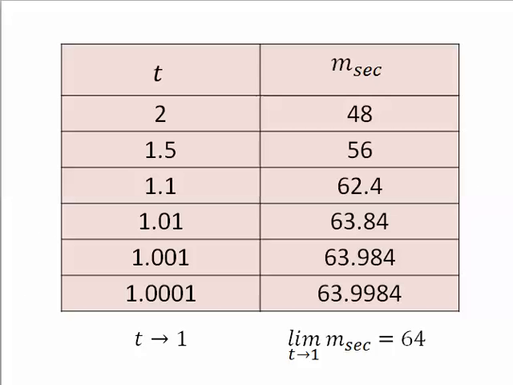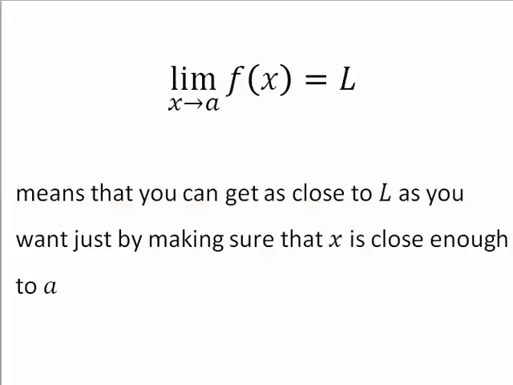And I could have demonstrated this using a table. T is getting closer and closer to 1, and the slope of the secant line is getting closer and closer to 64. The limit of f of x as x approaches a is equal to L. That means that you can get as close to the value L as you want just by making sure that x is close enough to a.